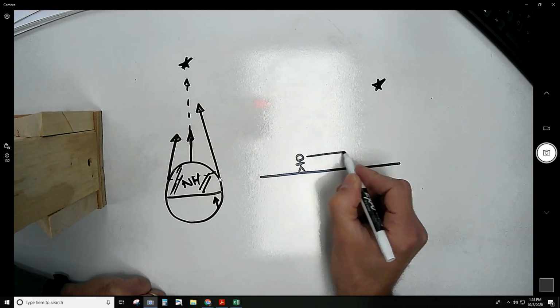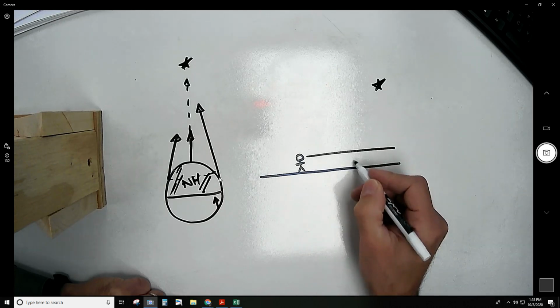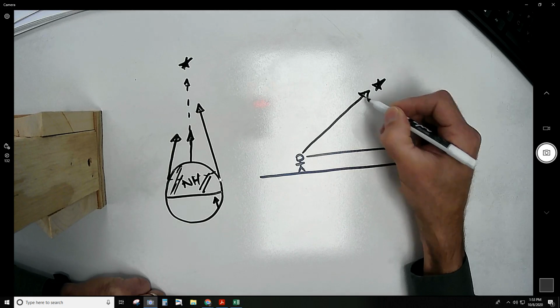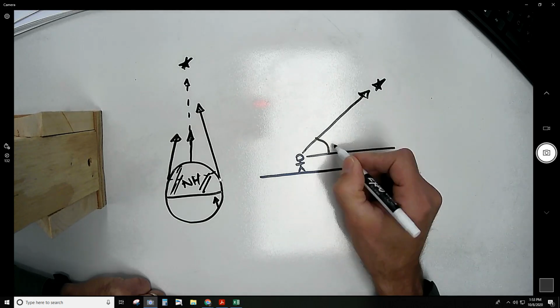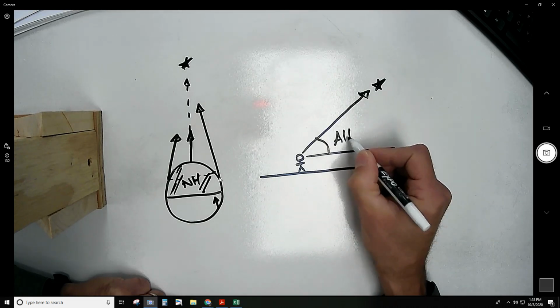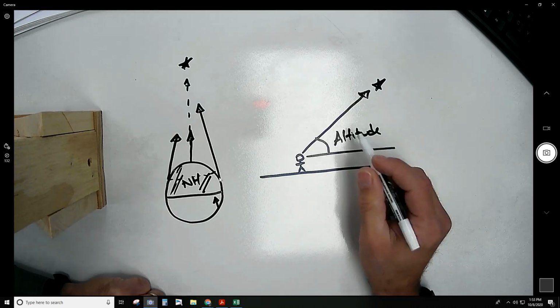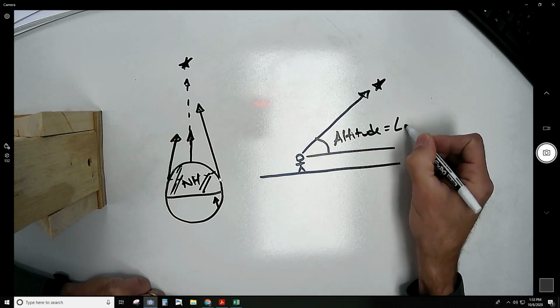So here's your line of sight. It's parallel with the horizon. And you spot it, and you measure the angle of the star. The angle of the star is called the altitude. And that altitude, or that angle above the ground, is equal to the latitude where you are.